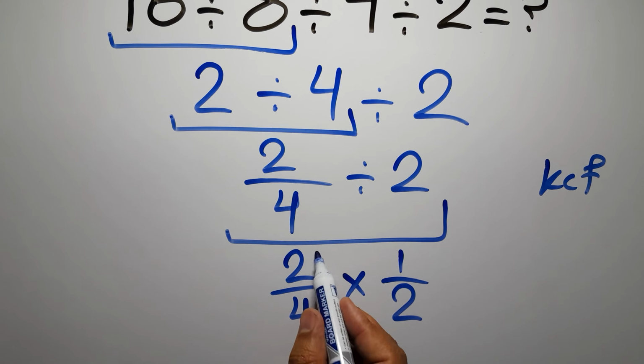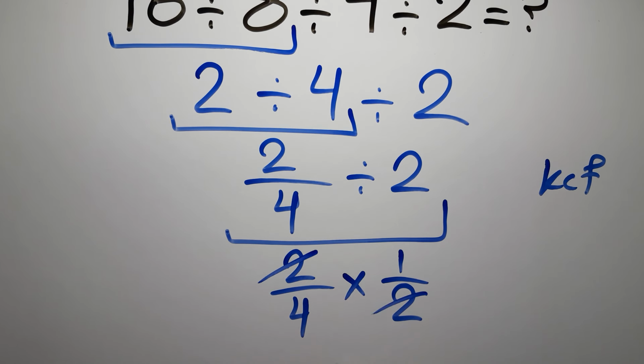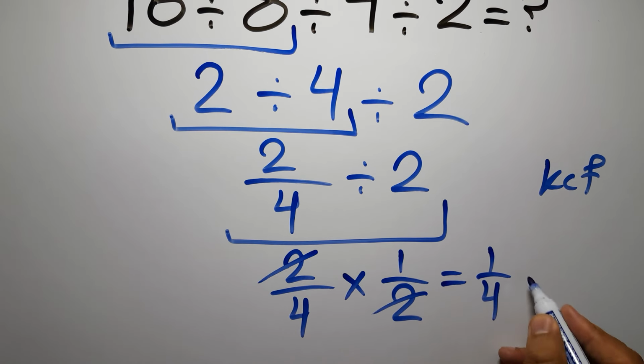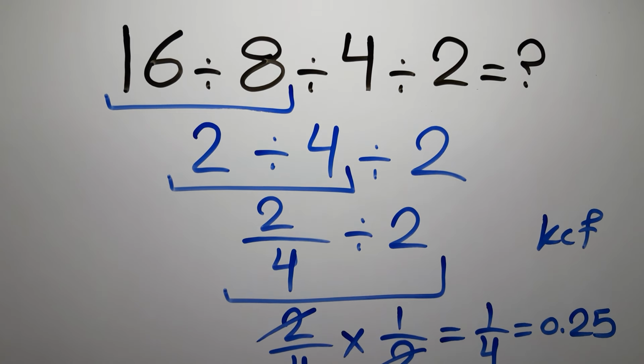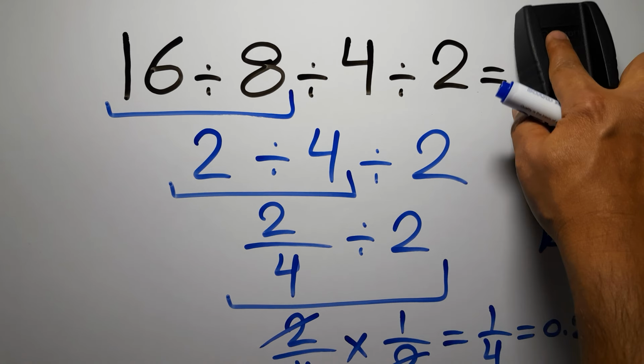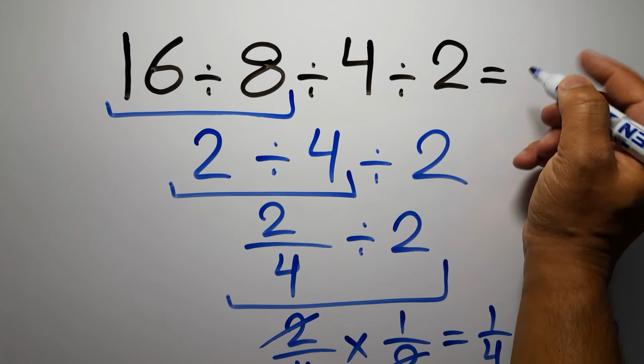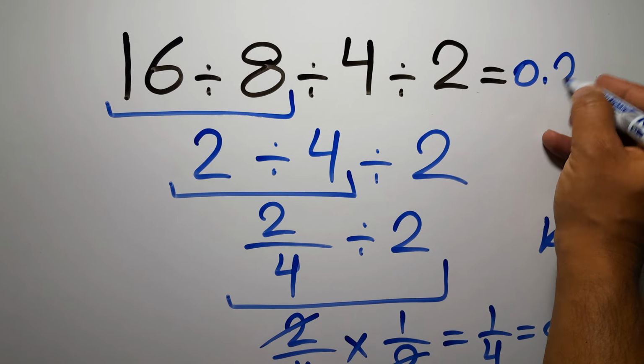We can easily cancel this 2 and this 2. So here we have just 1 over 4, or 0.25. And this is our final answer to this problem. The correct answer is 0.25.